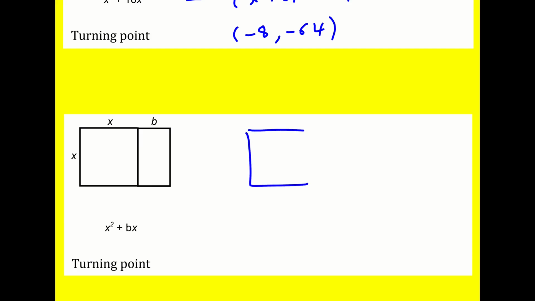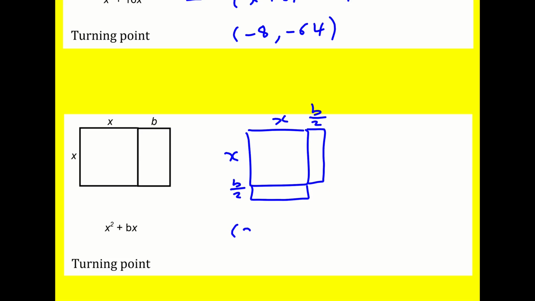So same idea. x, x. This time, I don't have a nice whole, well, it could be a nice whole number. I don't know what b is. I'm going to have to split it into 2 there. It's going to become b over 2. I'm going to get another b over 2, but I'm going to move that round to here, just like we did before.